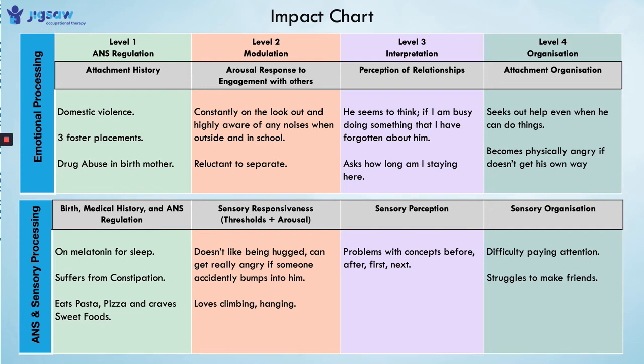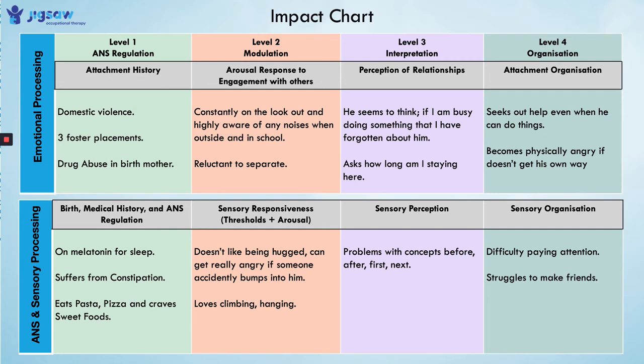So let's move up into level 3 and look at interpretation. Here we look at how your child is understanding sensory information and how this affects them emotionally and physically. So for example, perhaps your child feels forgotten when you're busy doing something. Perhaps they may not feel contentment when you have separated and you're not obviously engaging in communication with them.